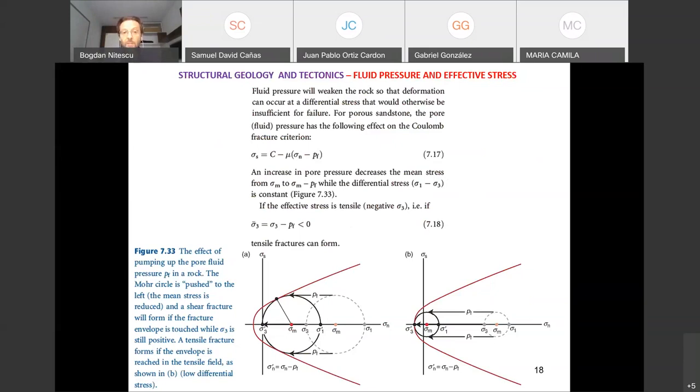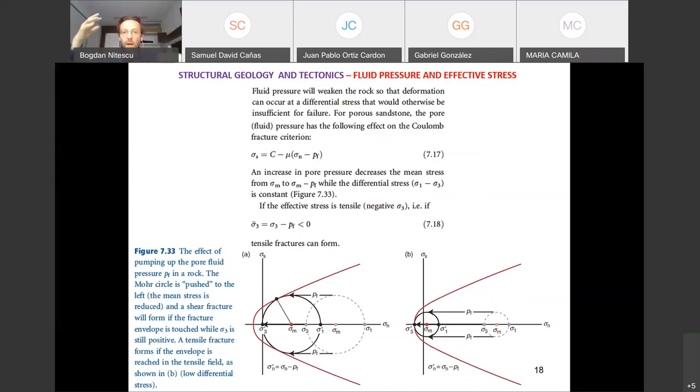But this is the application of the physical principle that is basically shown here in these Mohr diagrams. They fracture the rock by increasing the fluid pressure in the rock. So that's the idea.